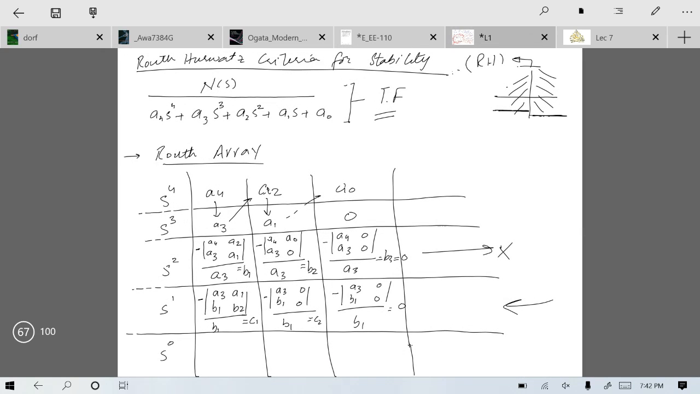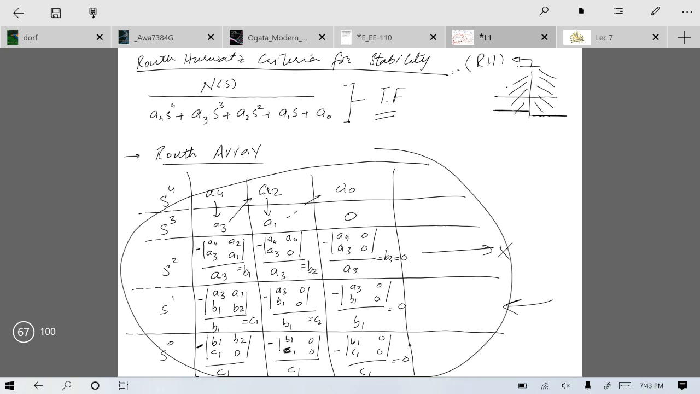So finally, in the last row, we would have minus. I hope you would have guessed. Just pause this video for a moment and guess what should be written in this box. So in this box, we will write B1, C1, B2, and 0 divided by C1. And here I will write minus of B1, A1, 0, sorry, C1, it is not A1, C1 divided by C1. And here I will write minus of B1, C1, 0, 0 divided by C1, which is equal to 0. So our Routh array is complete.